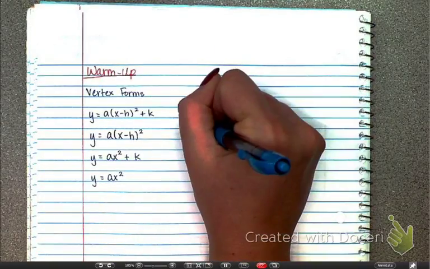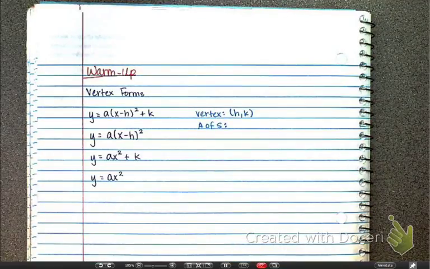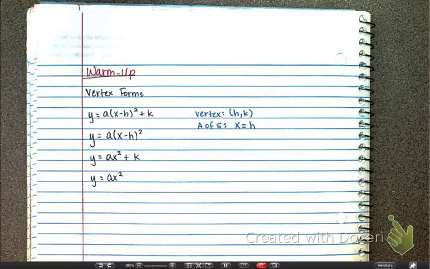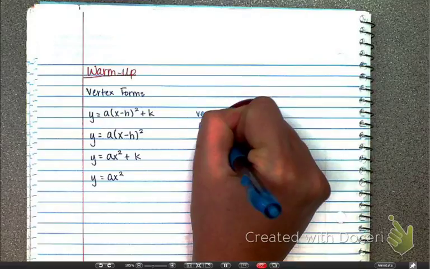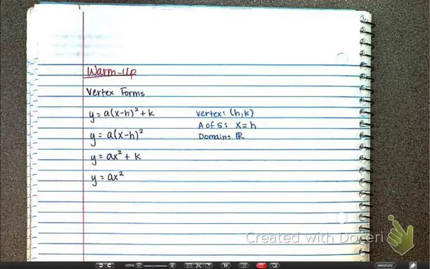Axis of symmetry. We're just doing general. x equals whatever your h value is. Okay, whether it's 5, -3, or 0, it's x equals that number. Domain is always all real numbers, which I think everyone got that correct.